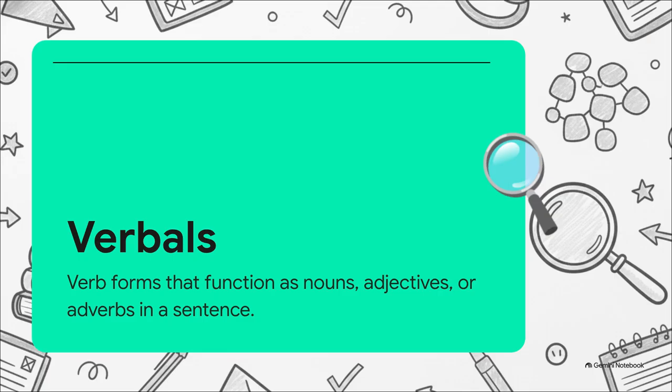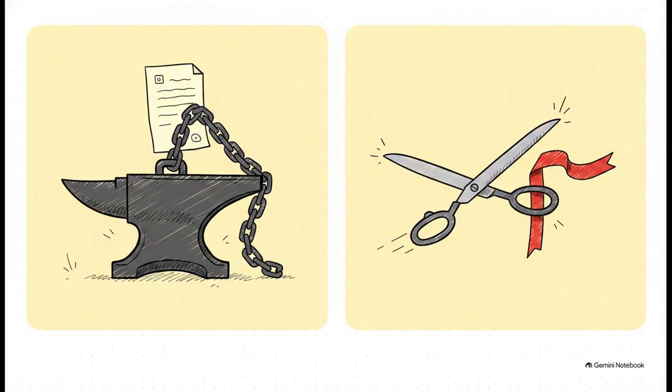Okay, just between you and me, if you want the real secret to fixing wordy or confusing sentences, you've got to understand verbals. Verbals are verb forms that are actually functioning as nouns, adjectives, or adverbs in a sentence. We're talking about gerunds, participles, and infinitives. Identifying these verbs in disguise is practically a superpower for tightening up your prose. Let's see exactly why this matters.